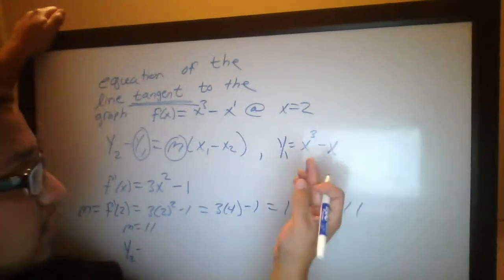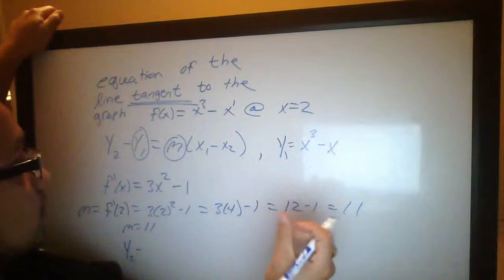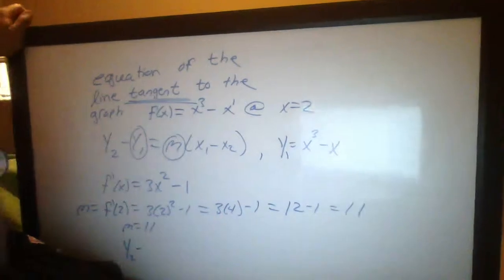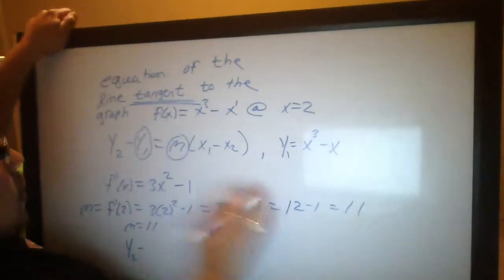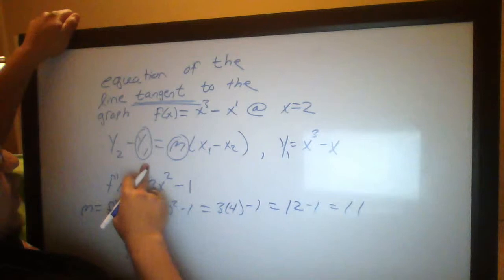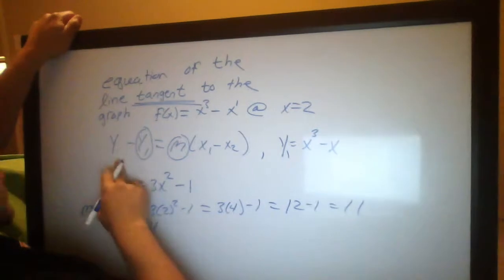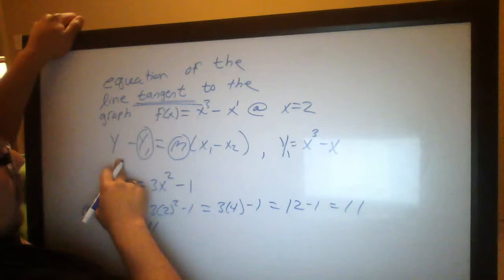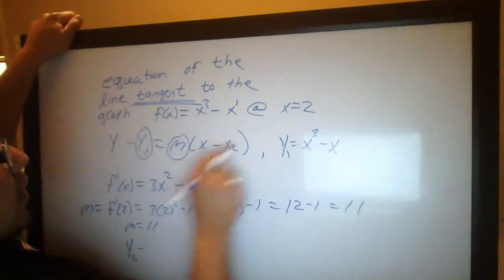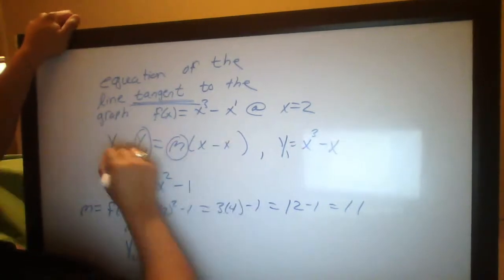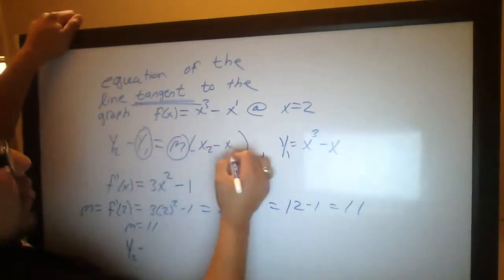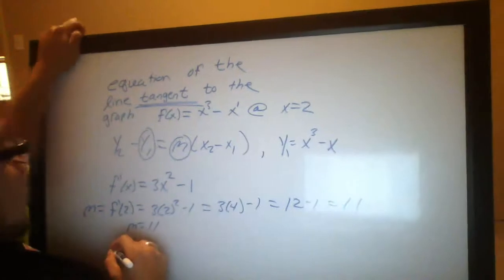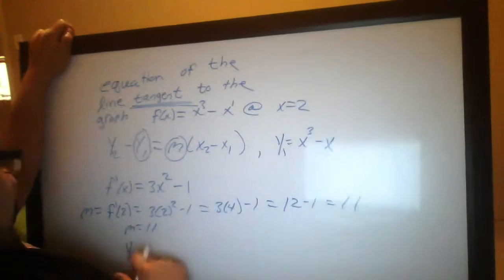Oh, I'm sorry. Here, I got this one backwards. My bad. It's x2 minus x1. Sorry about that. I was tripping out right there.